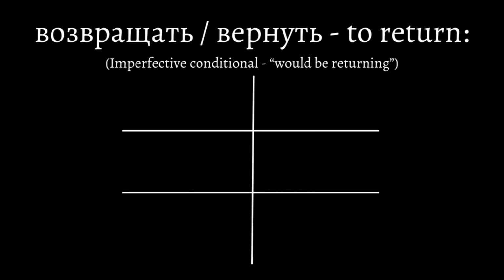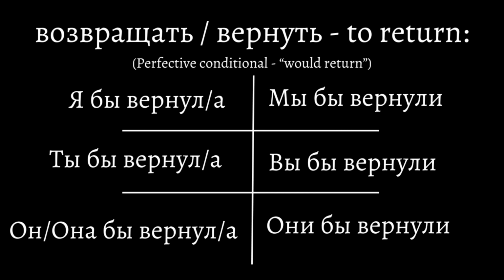Here we have возвращать and вернуть. They both mean to return, but the perfective version ends in ut. In the imperfective, it doesn't make sense to say would be returning, so in this case, the perfective aspect is more useful. We have a different version that ends in ut, but the endings are still the same. Я бы вернул. I would return masculine. Ты бы вернула. You would return feminine. And мы бы вернули. We would return.